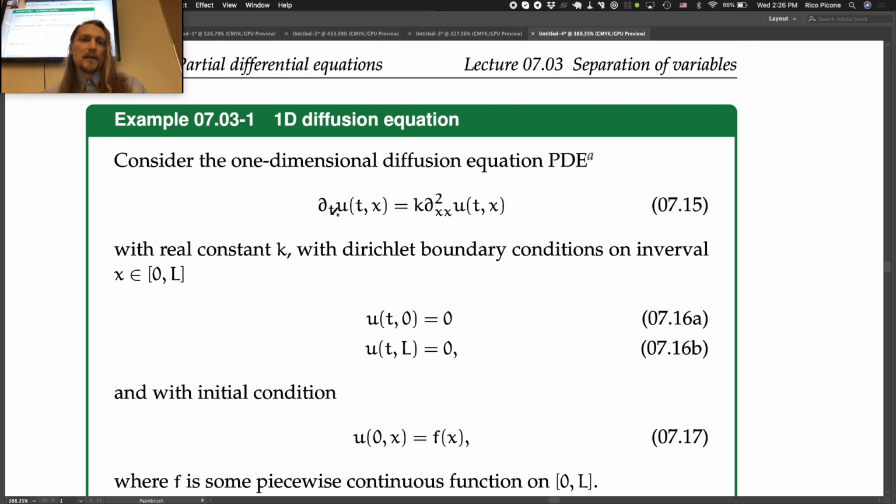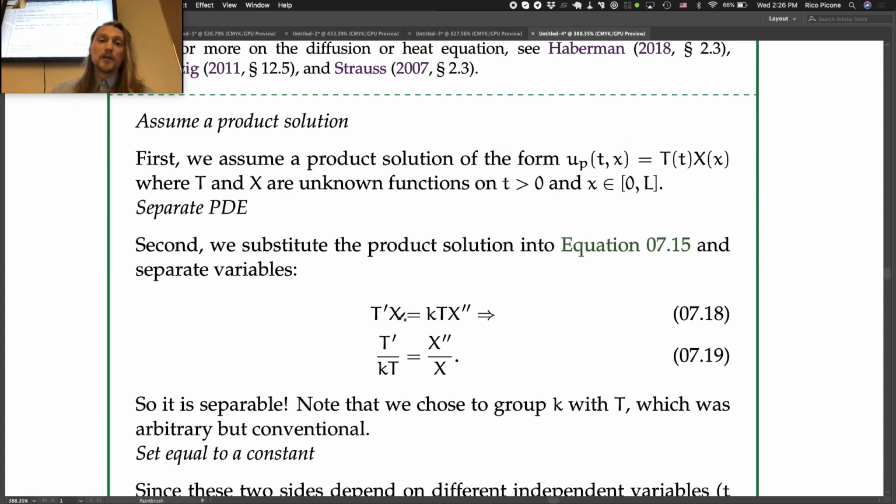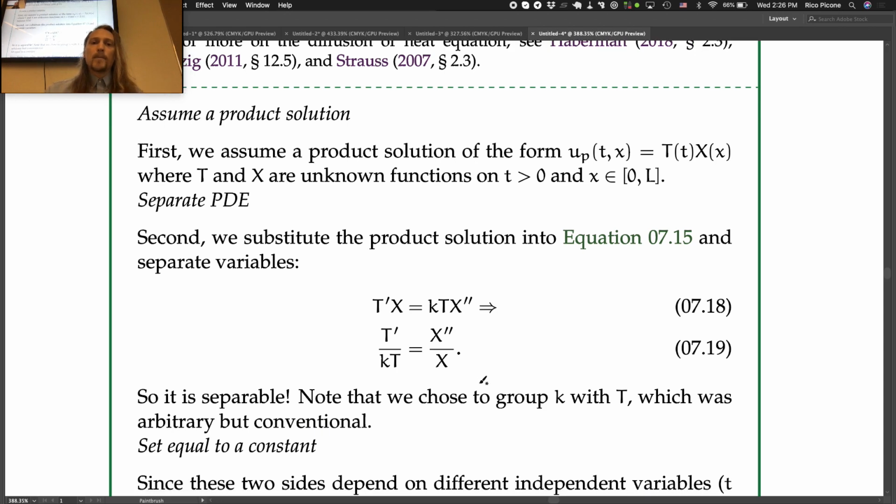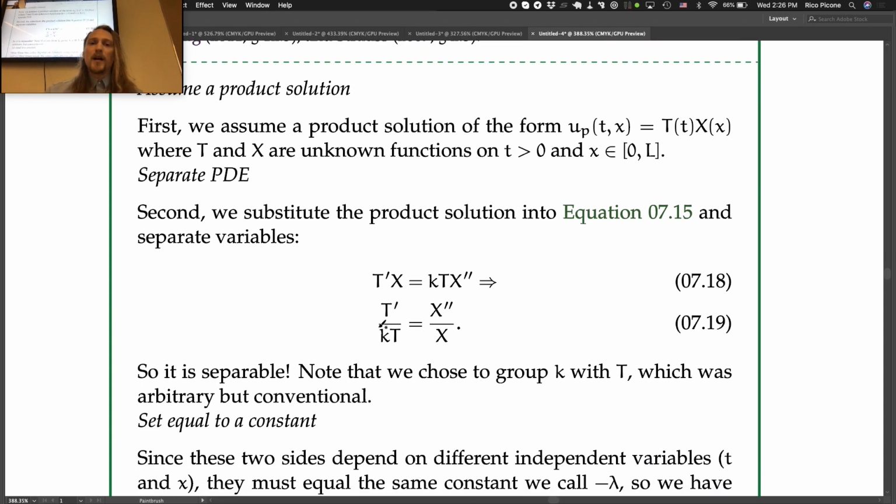And you take the time derivative, which means the x function is a constant in time. So you take the derivative of T with respect to time, and then X is still there. And on the other side, when the second partial with respect to x is taken, it just becomes X double prime, and T is there. The constant is there as well. We can arrange this to be T prime over kT equals X double prime over X. So it is separable. We have the time stuff over here and the space stuff over here.